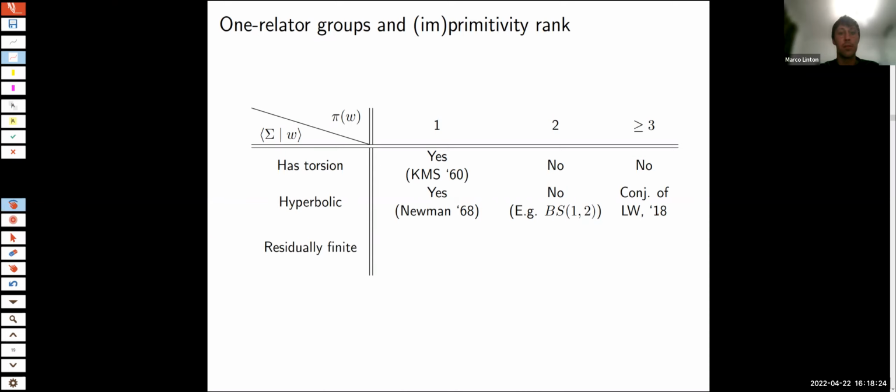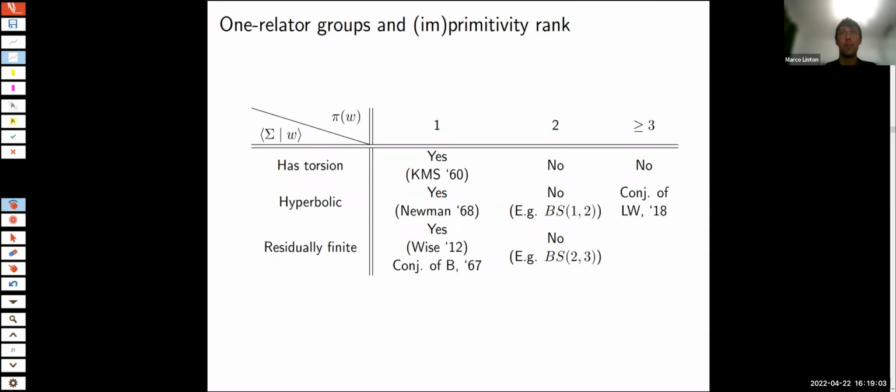Next property, residual finiteness. I'm using just the letters because I couldn't figure out how to fit the whole names, so I'll just say the name. This is a conjecture of Gilbert Baumslag from the 60s. He conjectured that one-related groups with torsion are residually finite. And many years later, Daniel Wise came along and proved this is indeed true, that one-related groups with torsion are residually finite.